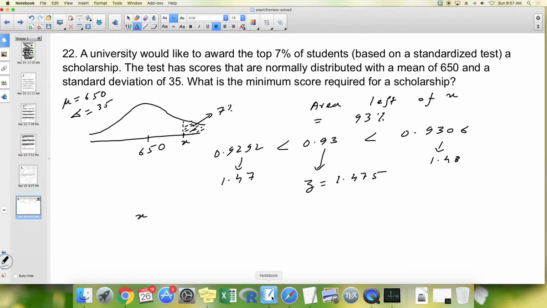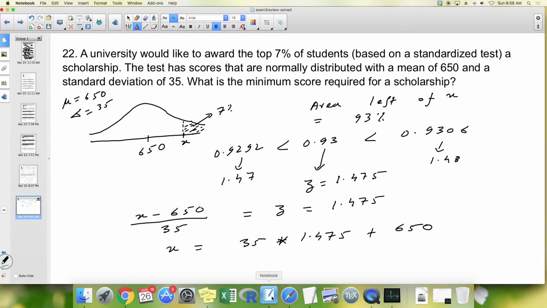So little x minus mu divided by sigma should be z, which should be 1.475, which means little x should be 35 times 1.475 plus 650, which is 701.625.